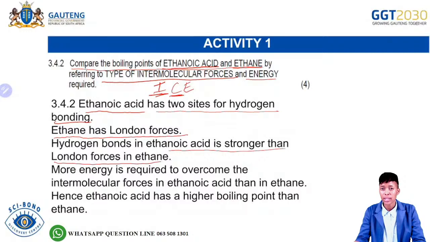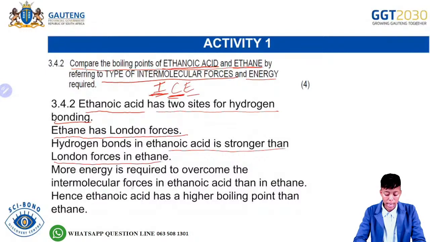Remember we said on the table that the strength of the intermolecular forces will increase from the left to the right. So the hydrogen bonds will be stronger than the London forces. So we are comparing. But remember, you cannot compare if you do not know what you have. That is why we start by stating the type of intermolecular forces. After stating, we compare. After comparing, that is when we can talk about the energy.